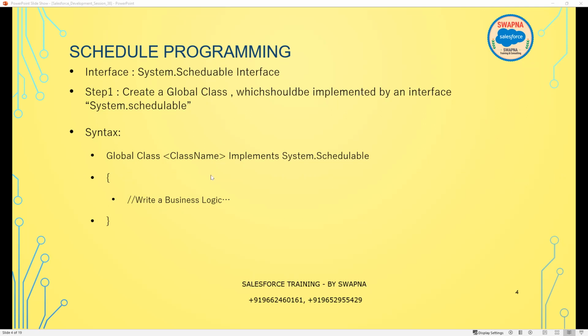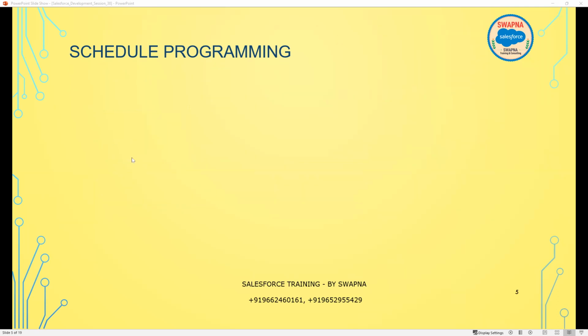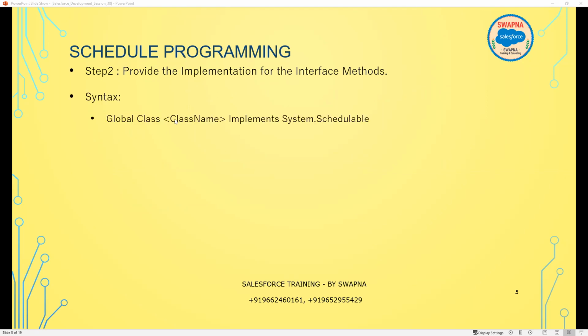Okay. Now, this is step one. Step one is implementing a class. Now, step two is to provide the implementation for the interface method. Inside that class, we need to write a method. So first we will write a global class name, implements System.Schedulable. Within that, we will write only one method.